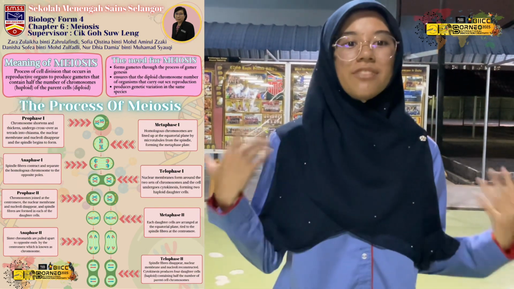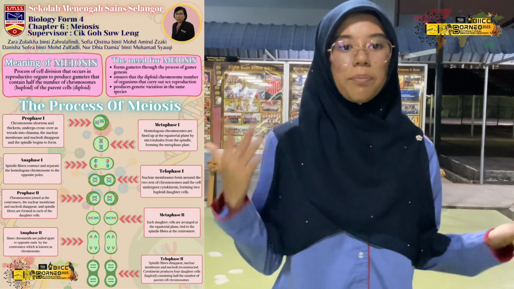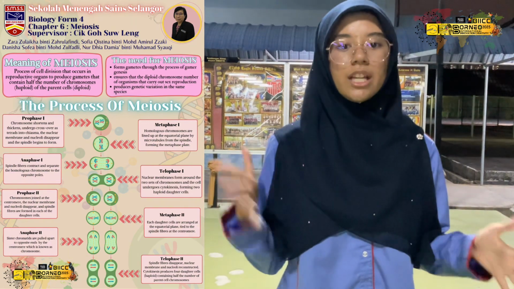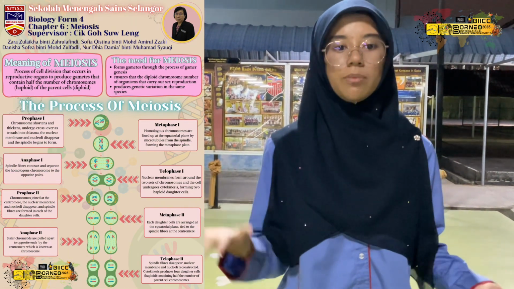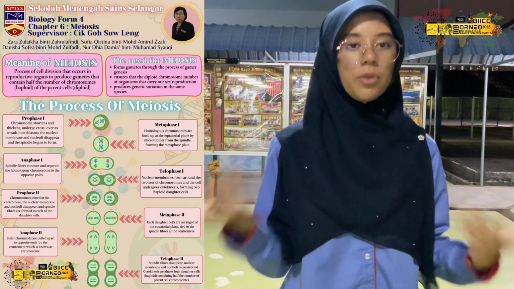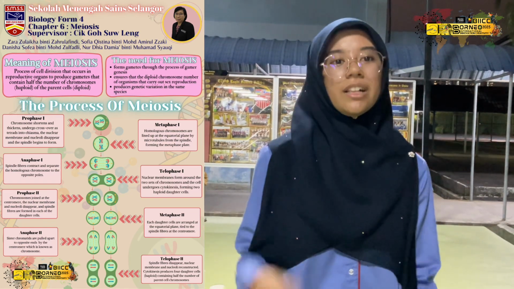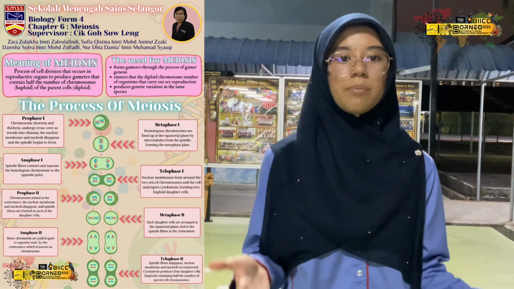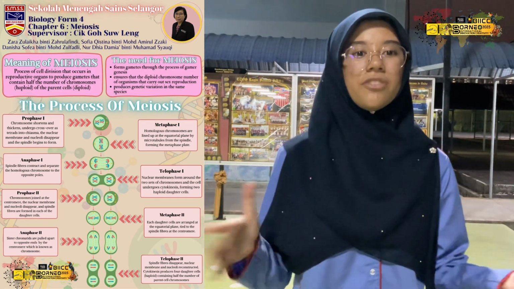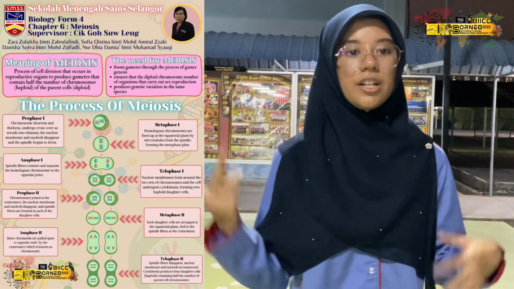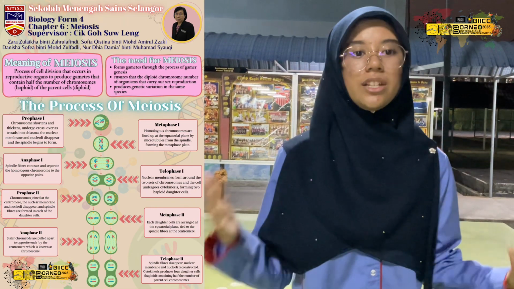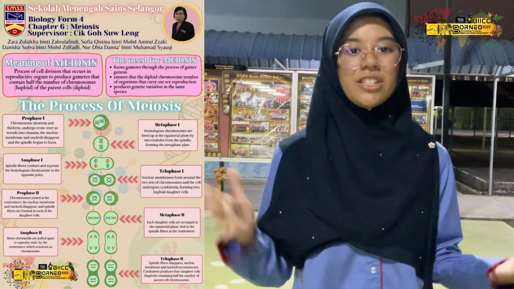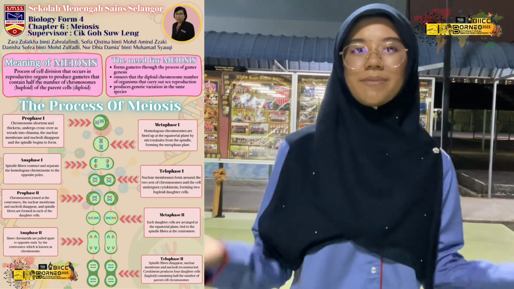Next is metaphase 1. The homologous chromosome pairs align along the metaphase plate or the equator of the cell. The orientation of each pair is random, contributing to independent assortment of chromosomes. Meanwhile, in anaphase 1, homologous chromosomes are pulled apart to opposite poles by spindle fibers. Telophase 1, the chromosomes reach the poles and the cell begins to divide. The result shows 2 haploid cells, each containing half the number of chromosomes.